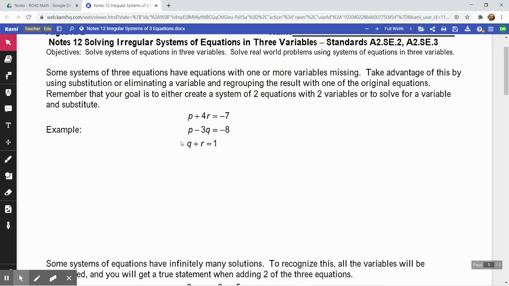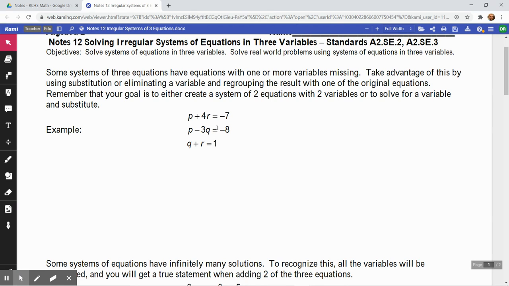But when I use the elimination method, I prefer to have equations where I have common terms stacked. So if we just look at the first two equations up here, there's a P above another P. There's an equals above equals, and we have constant terms, -7 and -8 lined up. But in the middle, the issue here is that we have a 4R and a minus 3Q. And we can work around that, but it just seems like a little extra work when we have another method that we could use, substitution method.